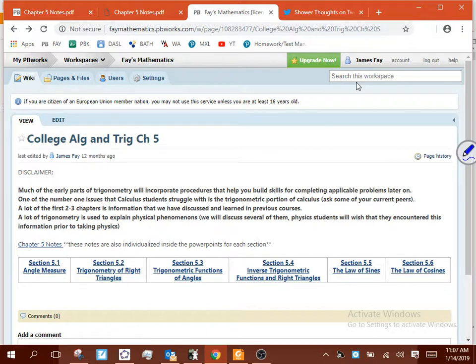This is one of the number 1 issues that calc students struggle with, is the trigonometric portion of calculus. Okay, finding derivatives, finding integrals, those things all have procedures attached to them, and they're pretty easy with polynomials, but the procedures get more difficult when you start talking about sine, cosine, and tangent inside your equations. If you have an understanding of how to deal with sine, cosine, and tangent in this course, it makes the transition into calculus so much simpler.